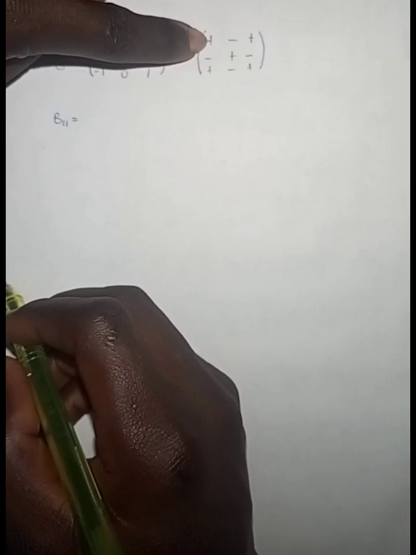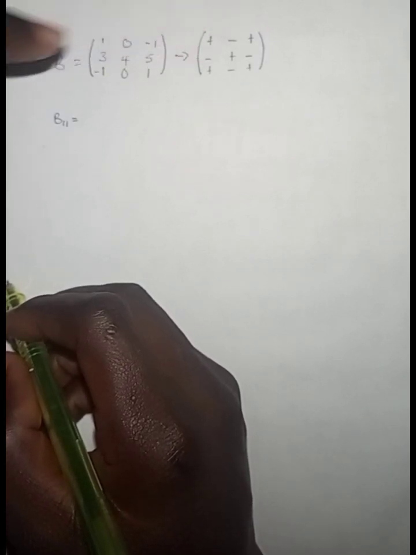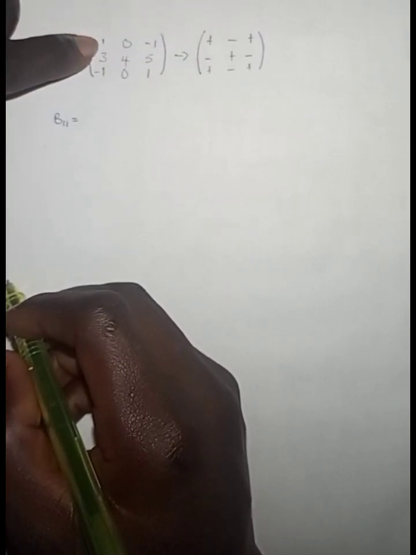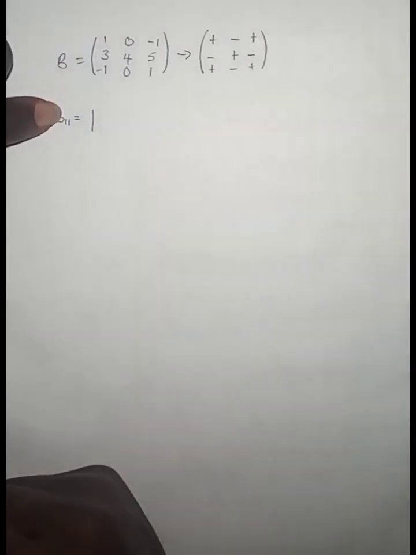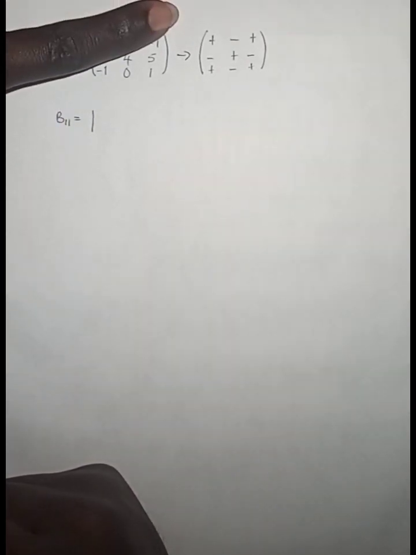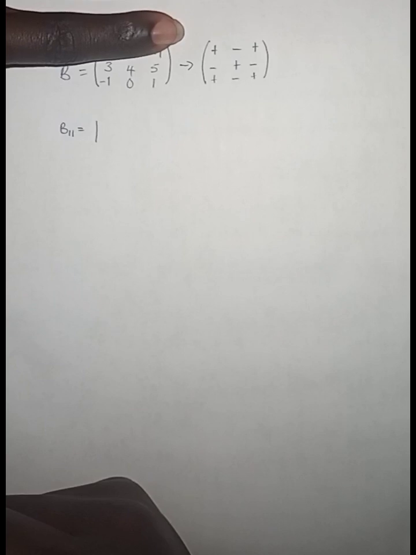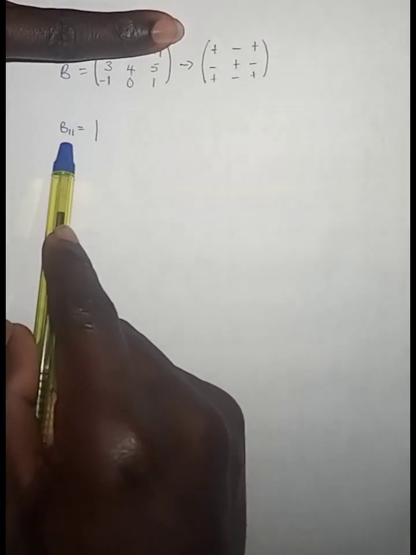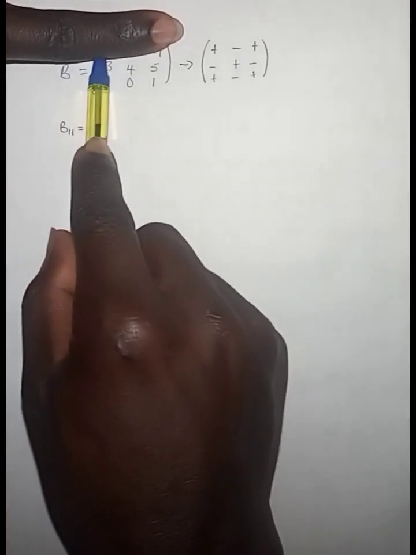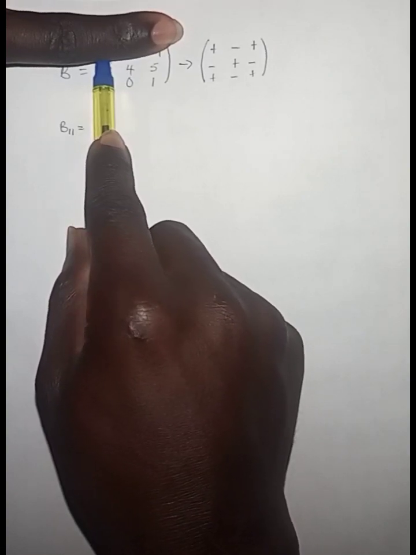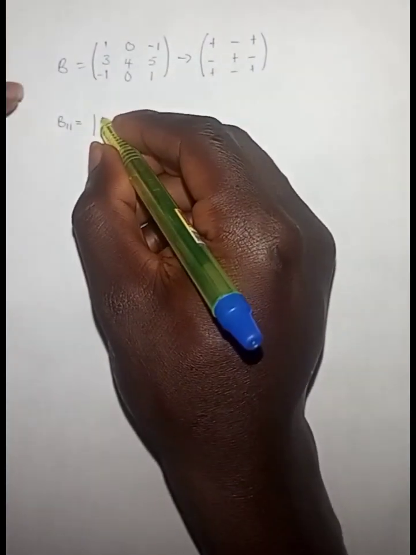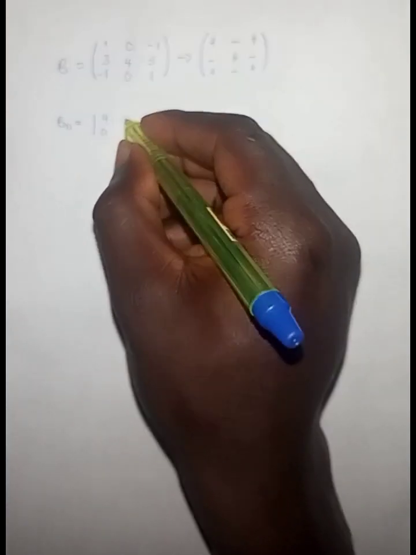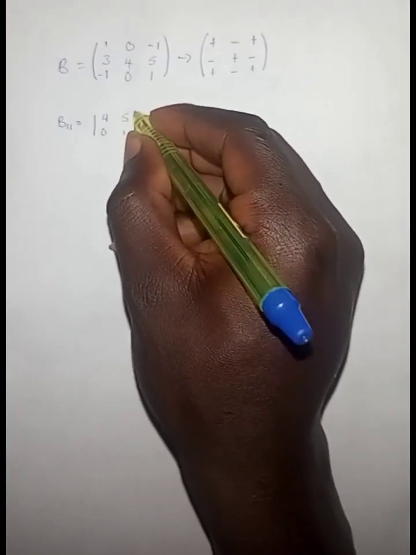We multiply it by its sign here, which is plus, and 1 here is plus. So we block the row, which is row 1, and the column, which is column 1, and we're left with 4, 0, 5, 1.